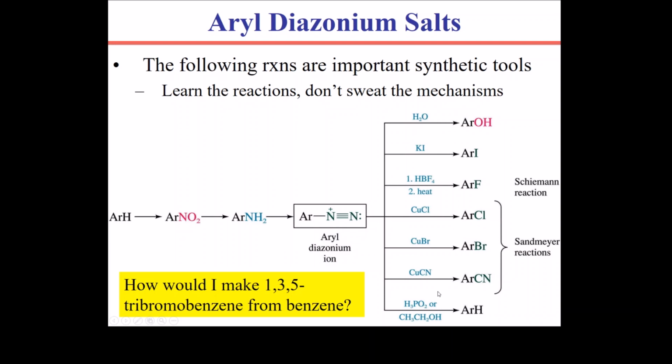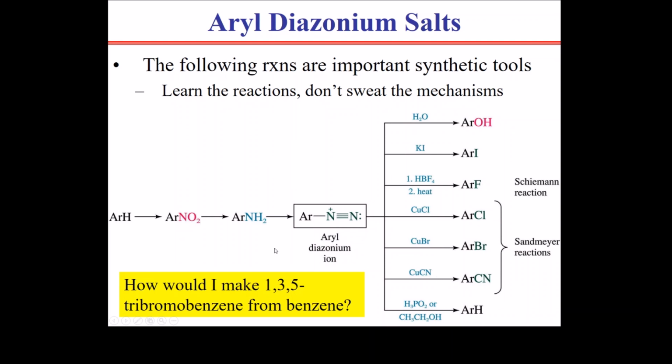This is another one of those wheels where, starting from a central compound, we can branch off in a variety of different directions. So I'm not going to worry about the mechanisms for these reactions aside from the first one, just water. Once you get to the aryl diazonium ion, you should be able to show a mechanism going from benzene all the way to the aryl diazonium ion. From that point, the only mechanism that you need to be able to show is the aryl diazonium ion falling off and water replacing it, and then deprotonating the water to end up with a phenol. For the rest of these, it's just a list of reagents that you kind of have to memorize.